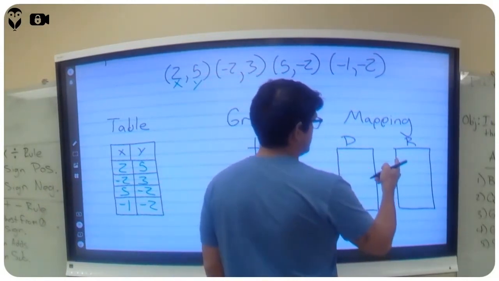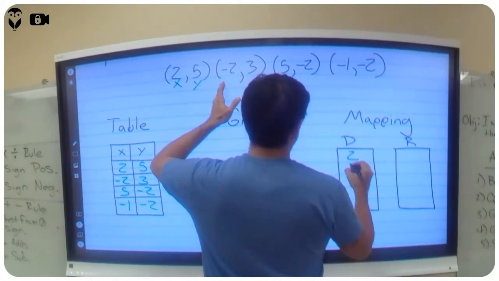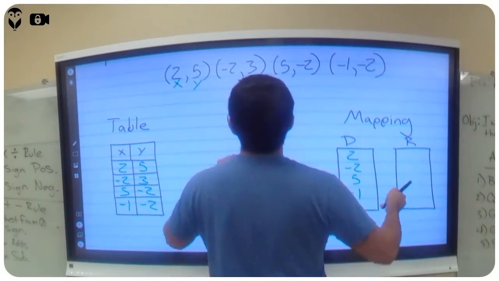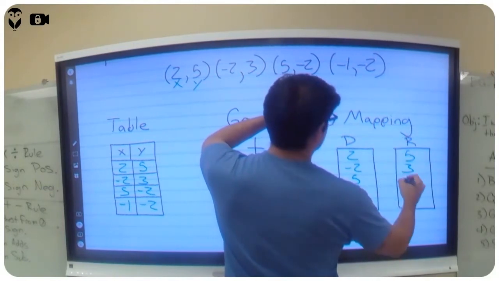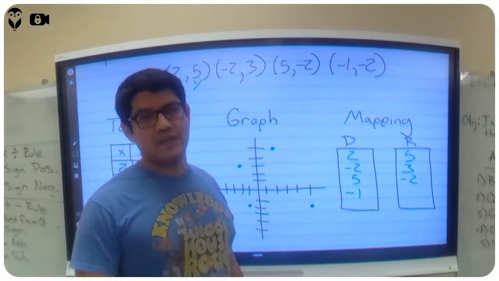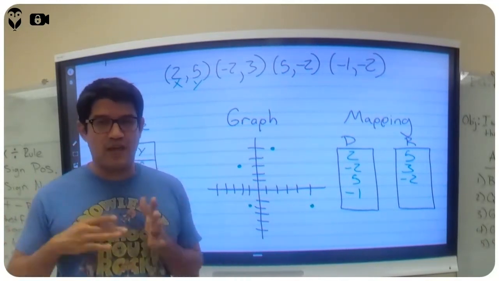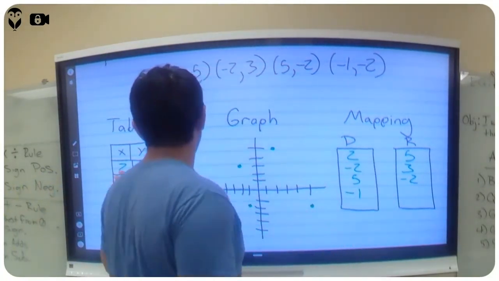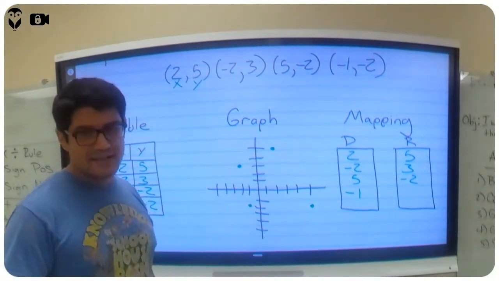So domain and range for this one. Domain are all possible x's. So all the possible x's are 2, negative 2, 5, and negative 1. What are all the possible ranges? 5, 3, negative 2. Negative 2 I already used, so I don't have to write it again. You don't repeat what the options are when it comes to possible y's. And that's it. There's no connection for these. These are all the possible answers. This is everything. So then you're just mapping it, graphing it, and making it in a table.